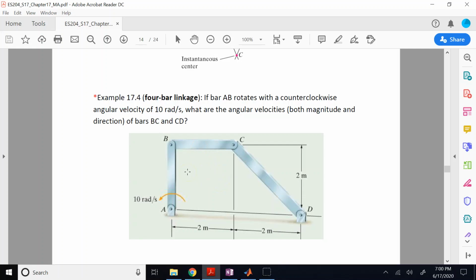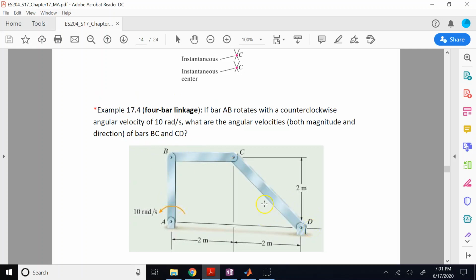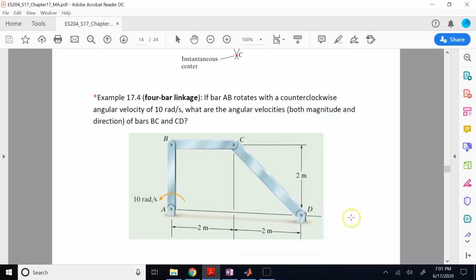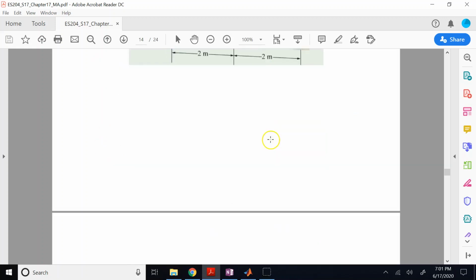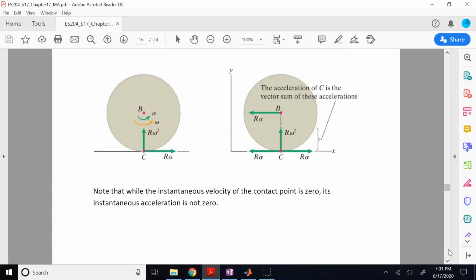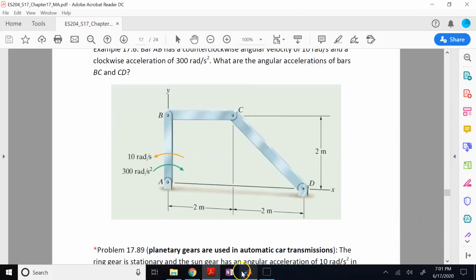in example 17.4, but when we found omega BC and omega CD in this problem, we solved using the instantaneous center method. We didn't use the general velocity formula. So maybe now that I do it, we have seen how to solve this problem in different ways. Okay, but the numbers we're going to find for omega BC and omega CD will be the same as what we found in the classroom. So I'm going to do it again.